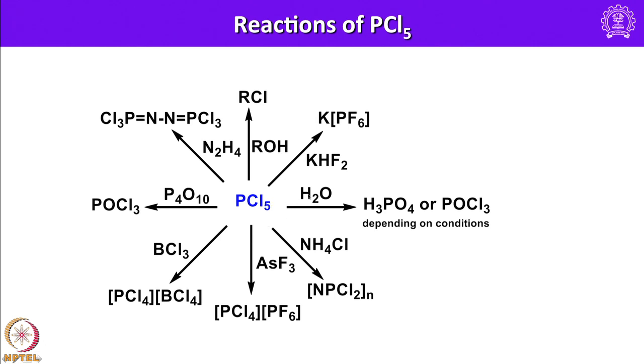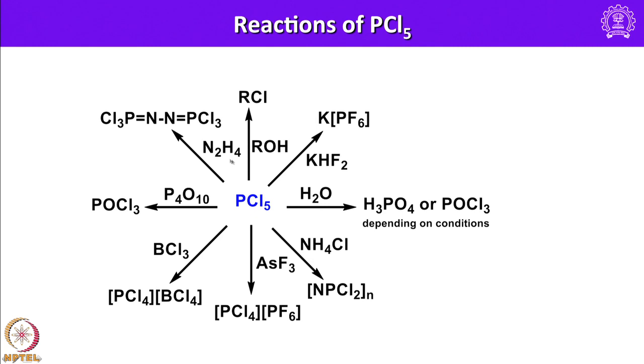When it is treated with water, depending upon the reaction condition, that leads to the formation of either phosphoric acid or phosphoryl chloride or POCl3. PCl5 on treatment with phosphorus pentoxide leads to the formation of same POCl3. Similarly, PCl5 when it is treated with AsF3, a good fluorinating agent, leads to the formation of ionic complex having PCl4+ and PF6-. And treatment of PCl5 with BCl3 leads to the formation of PCl4+ BCl4- ion pair.